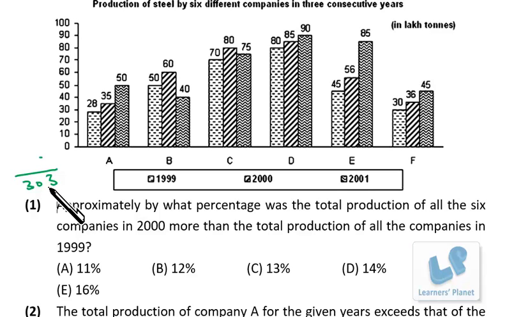Now in the numerator we just have to find out the difference, because in year 2000 this is 35 plus 60 plus 80, and so on. Suppose the total in year 2000 is X, and in year 1999 it is 303. So in the numerator we have to put X minus 303 over 303, then multiply by 100 to calculate the percentage.